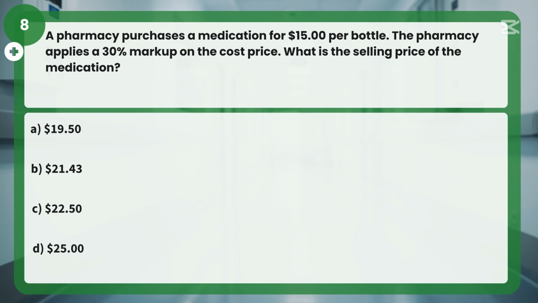Question 8. A pharmacy purchases a medication for $15 per bottle. The pharmacy applies a 30% markup on the cost price. What is the selling price of the medication? A. $19.50. B. $21.43. C. $22.50. D. $25.